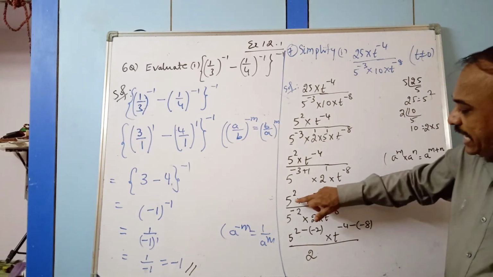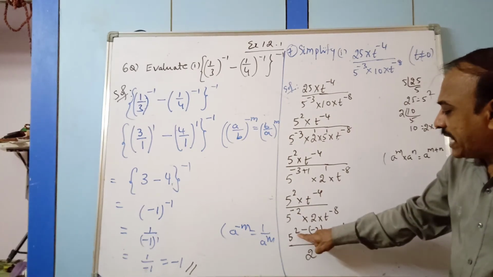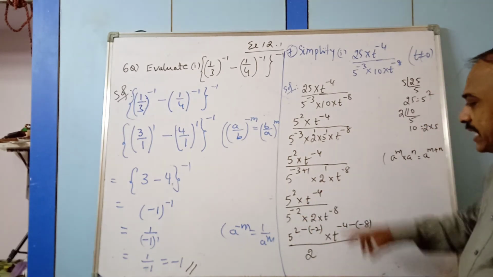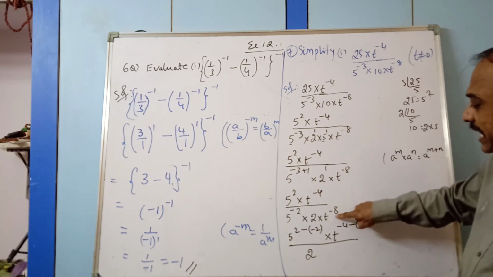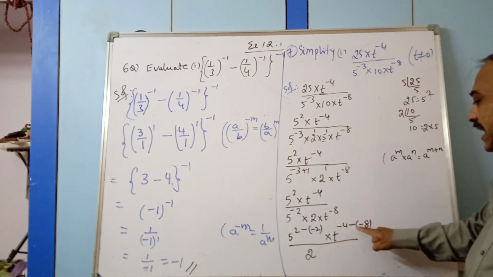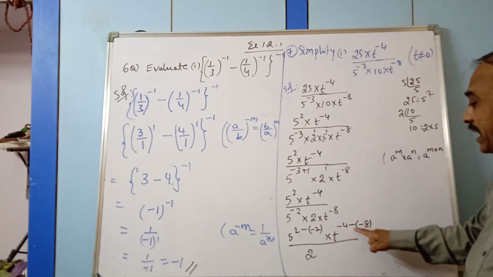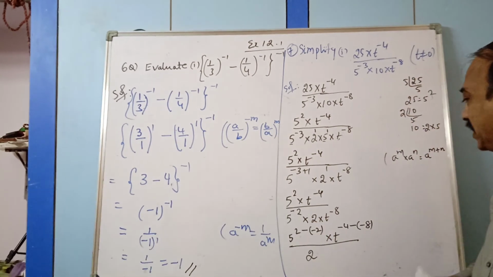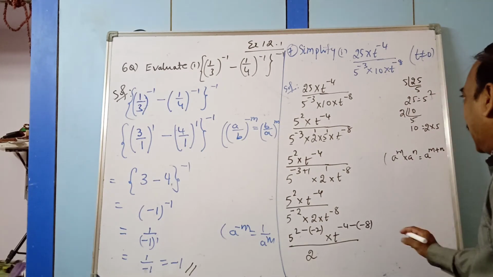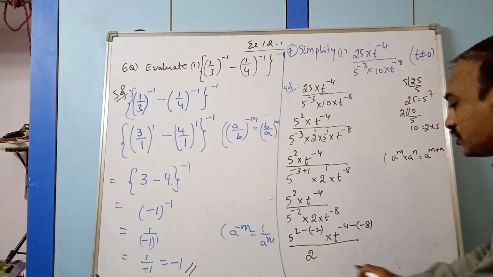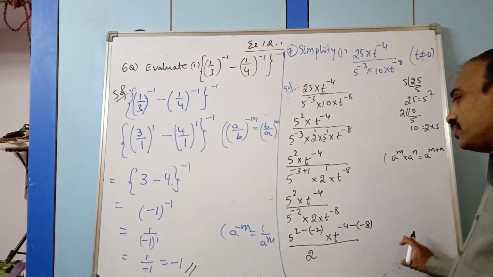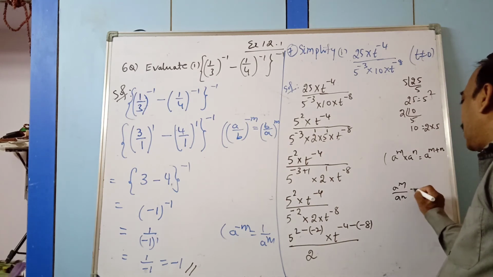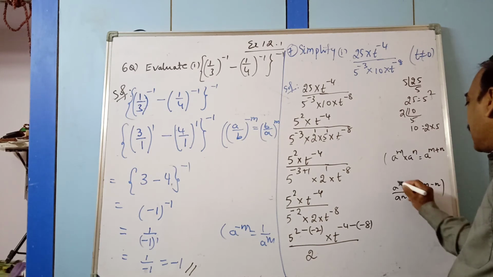Did you observe this one? a power m by a power n is a to the power m minus n. What is n? Minus 2, into t to the power minus 4. a to the power m minus of minus 8, m minus n, by 2 as it is. This is not having any power, so that is by 2. Next step. Here we use the identity a power m by a power n is equal to a to the power m minus n.